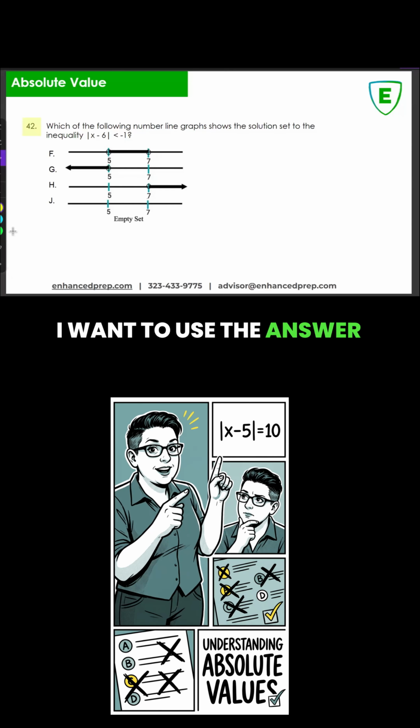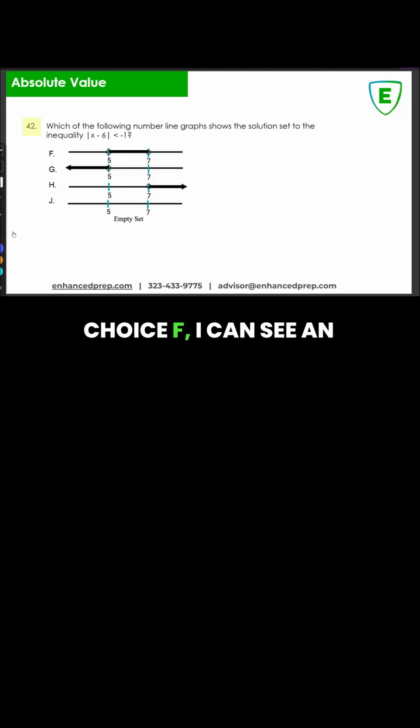I want to use the answer choices to help me out here. So what does that mean? Well, if I look at answer choice F, I can see an open circle at 5 and an open circle at 7. And that's telling me that it's up to 5, but not including it, and up to 7 and not including it. So that means anything in between is fair game.